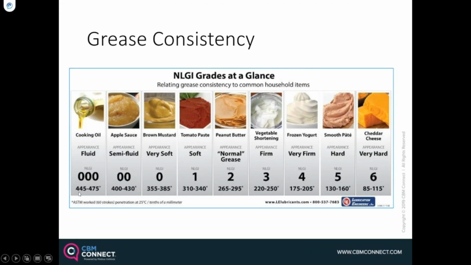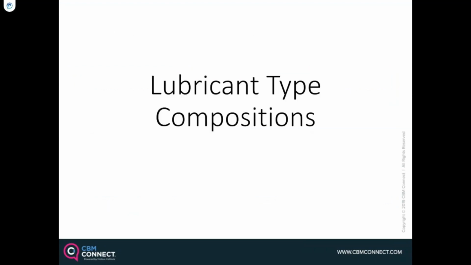Note this number on the bottom, this 445 to 475. This is the penetration in tenths of a millimeter. Think of it as a weight that gets dropped into a cup of grease, and how far that weight penetrates in is how we determine the NLGI grade of the grease. So obviously that weight penetrates much further into a soft grease than it would into what we call a normal, or certainly into a hard. But this gives you a good idea of the range of greases. As I said, most of us are going to operate in this number 1 to number 2 range for many of the applications.